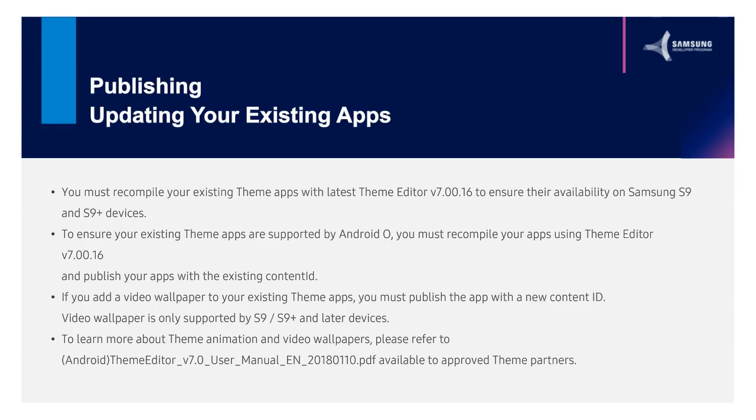Now, for your existing theme, if you are trying to make an update to it, including wallpaper, then you will have to create two different content IDs. One would be with the video wallpaper only for S9 and onward, and the second one is going to be for your existing theme as an update for all the devices.